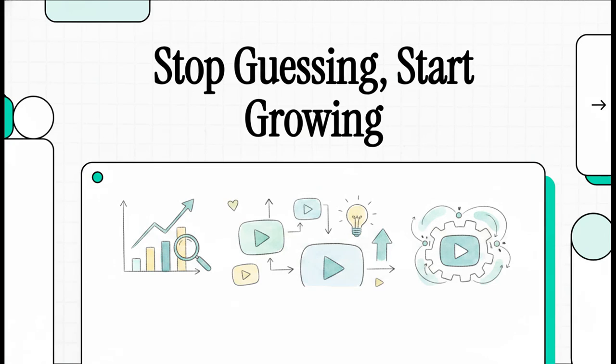Welcome to The Explainer. Today, we're diving into a feature that's probably hiding in plain sight inside your YouTube studio, but it could totally change the game for how you find video ideas. We're going to unlock the Trends tab and turn it into your own personal, data-driven content machine.